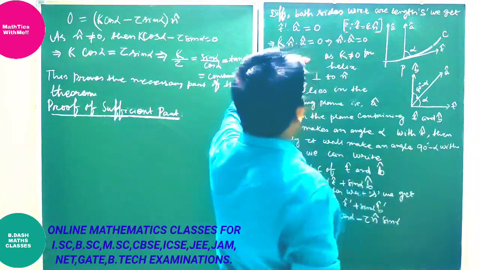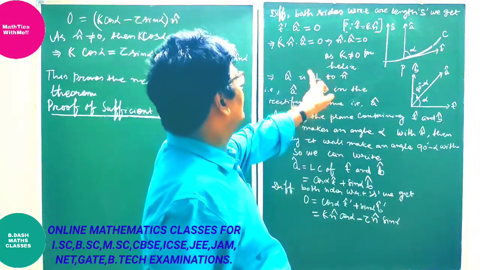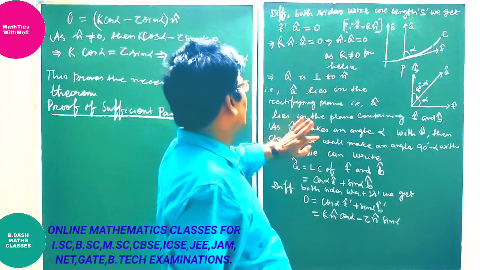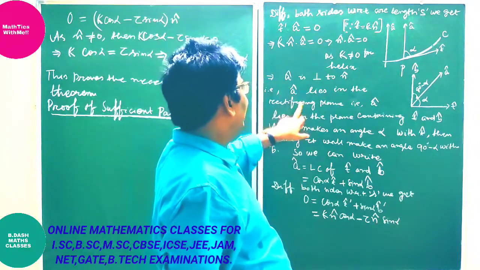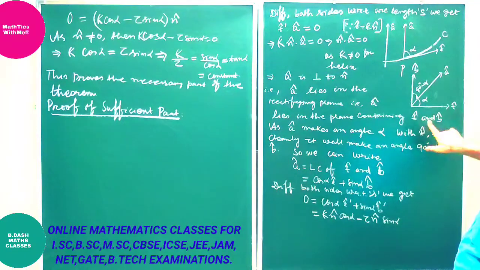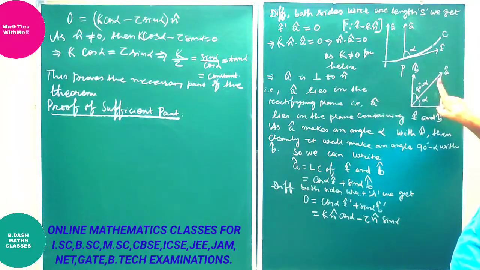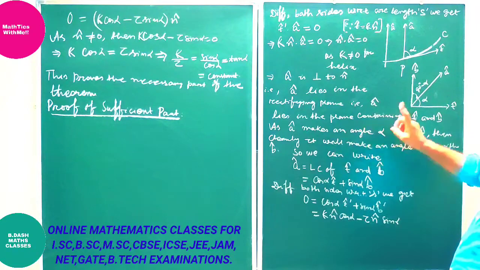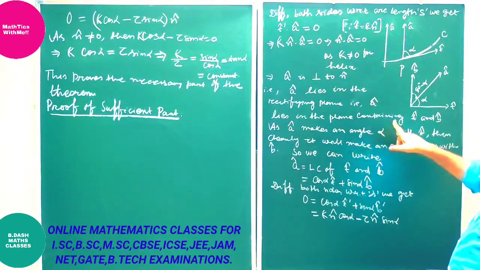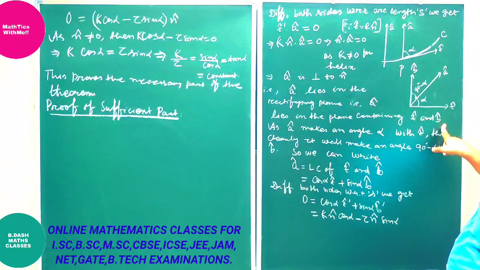So then kappa not equal to 0, so n cap dot A cap is equal to 0 means A cap is perpendicular to n cap. A cap lies in the rectifying plane. This is called the rectifying plane, containing T cap and B cap, the tangent and the binormal. That means A cap lies in the plane containing T cap and B cap.